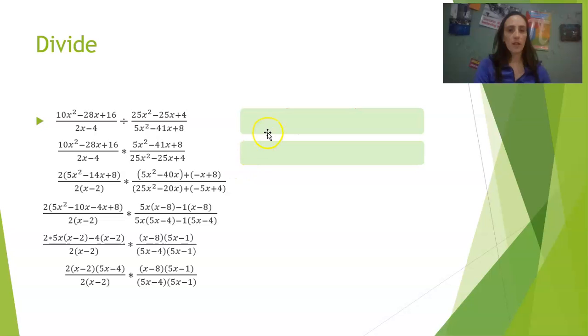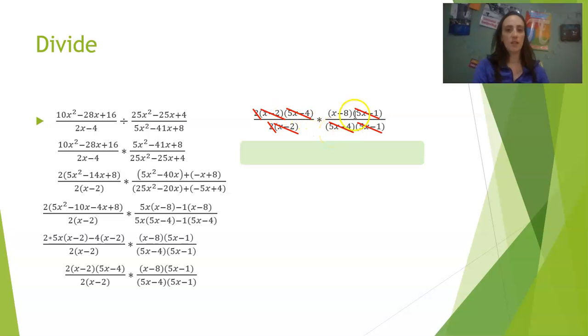From here, what I can go ahead and do is look to see what do I have in common and what can be canceled out. If I have something on the top and also on the bottom, I can cancel it. So I saw that there was a 2 on top and a 2 on bottom. I canceled that out. I have an x minus 2 on top and x minus 2 on bottom. I canceled that out. I have a 5x minus 4 on the top. I have a 5x minus 4 on the bottom.